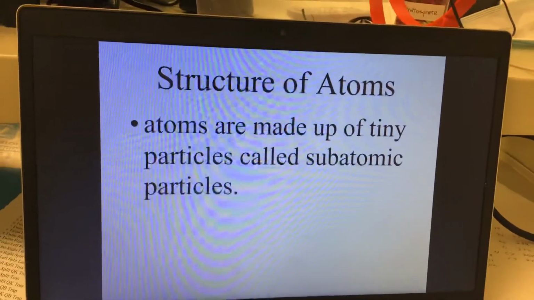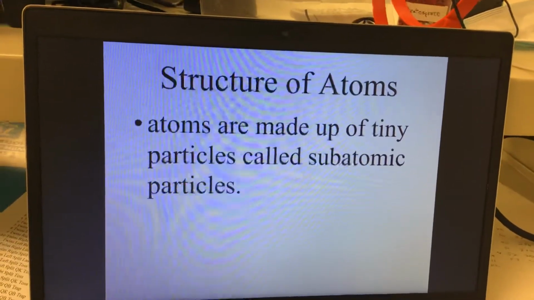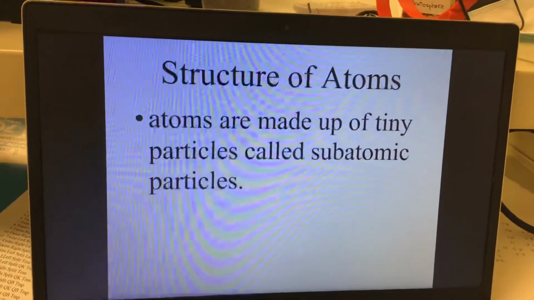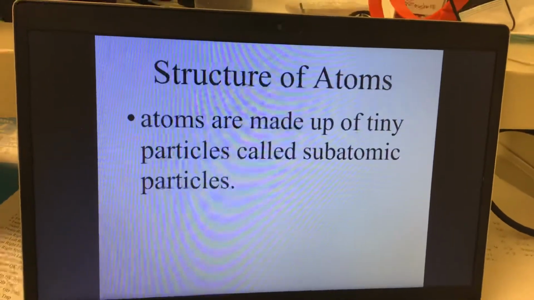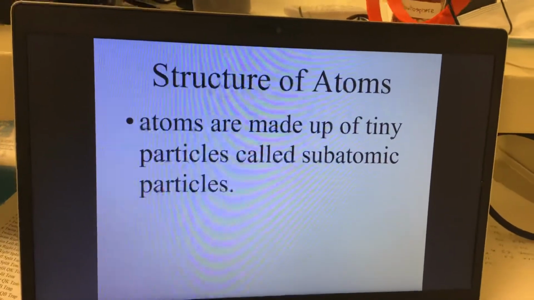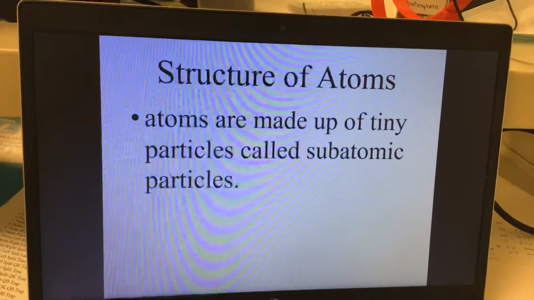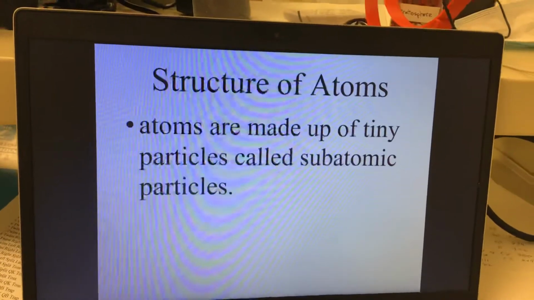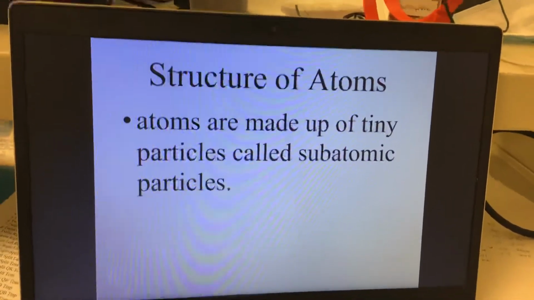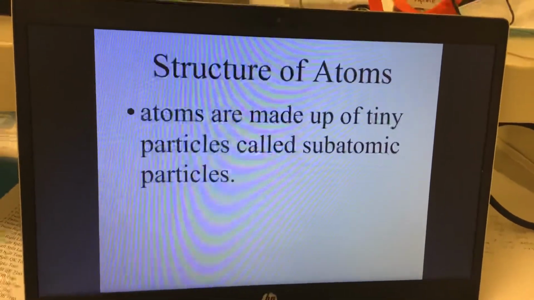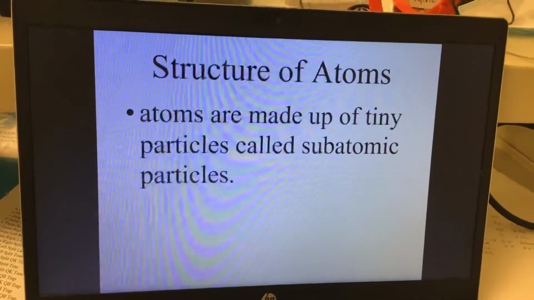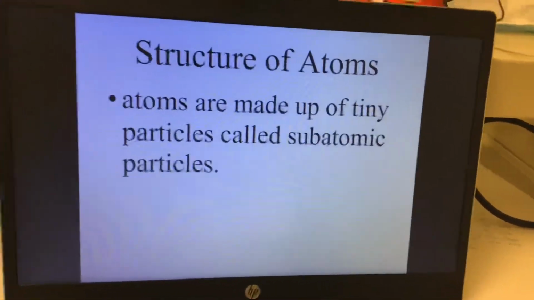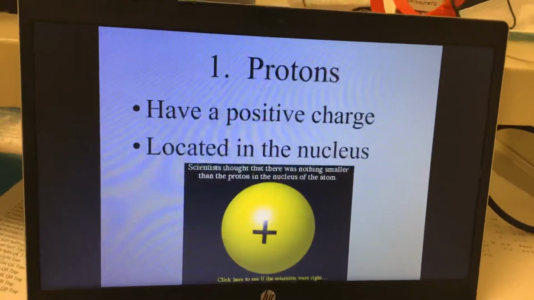Structure of atoms. Atoms are made up of tiny particles called subatomic particles. Basically, atoms are made up of smaller materials. Now you might say, well, an electron is smaller than an atom, but an electron does not act like the substance. So, an atom is the simplest form of a certain type of substance.